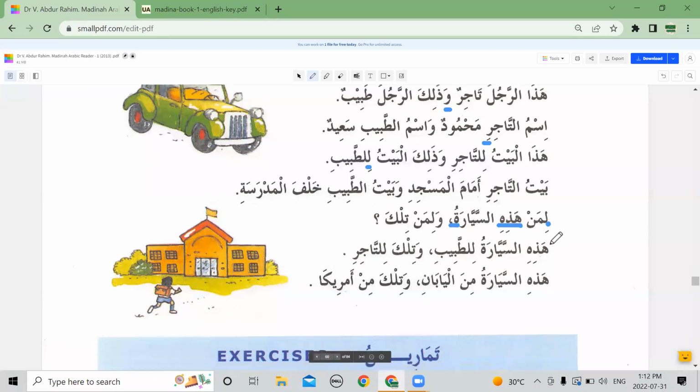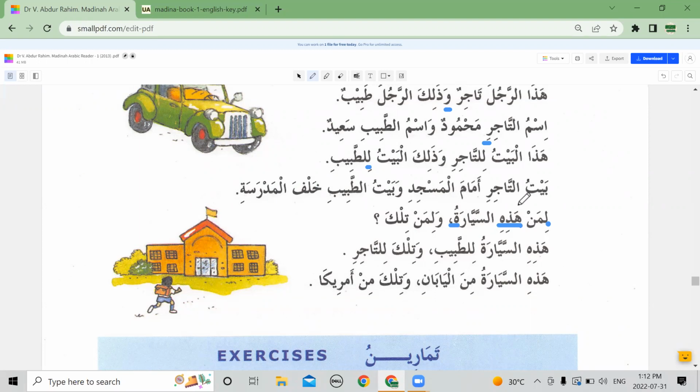Okay. هذه السيارة للطبيب وتلك للتاجر. This car belongs to the doctor and that car belongs to the merchant. Good. هذه السيارة من اليابان وتلك من أمريكا. This car is from Japan. And that car is from America. Good, very good. Okay, so that was our lesson.